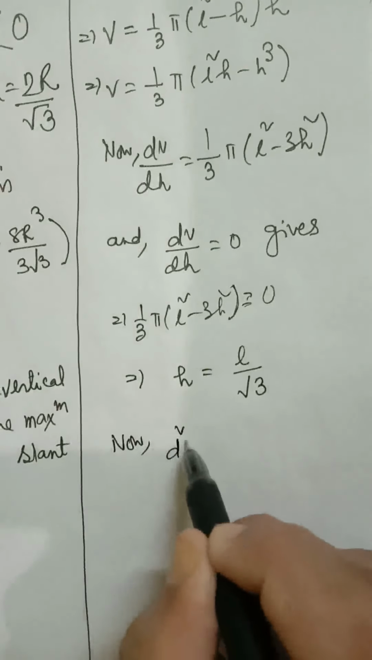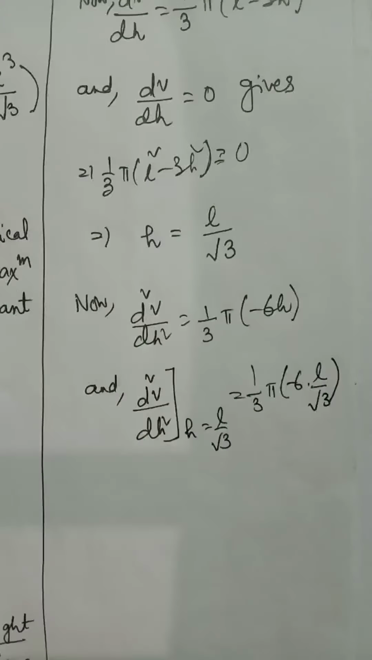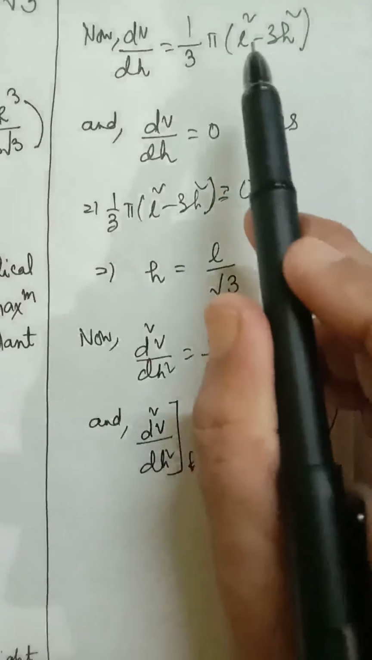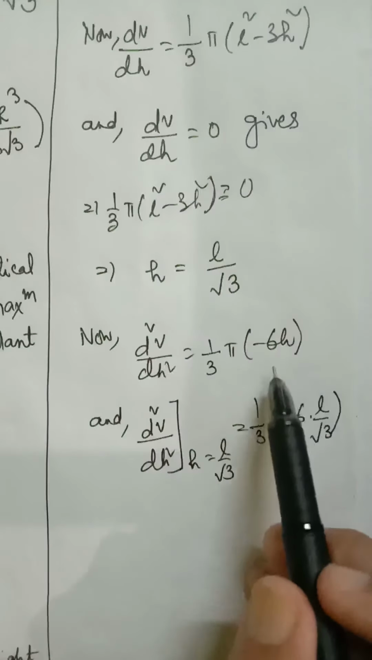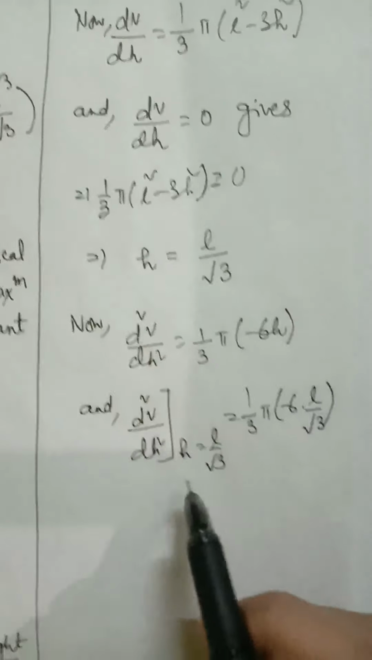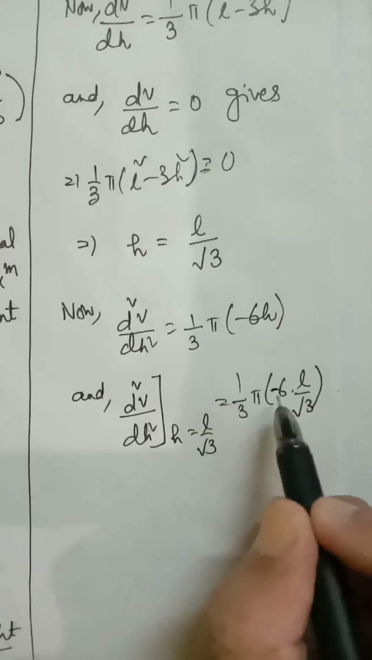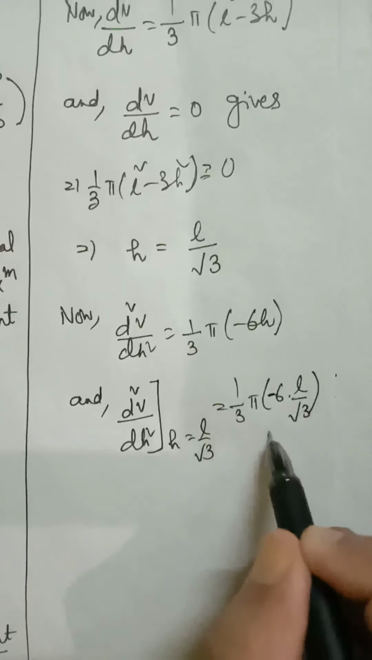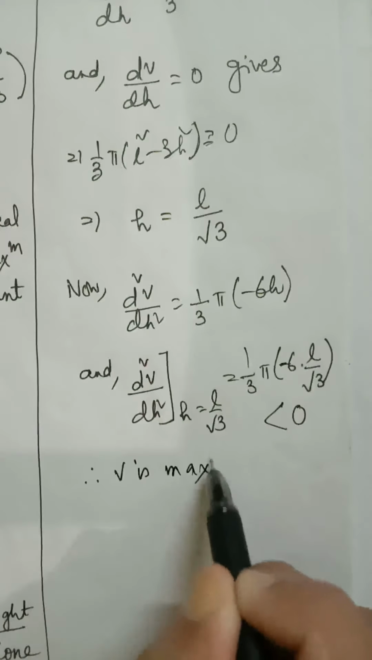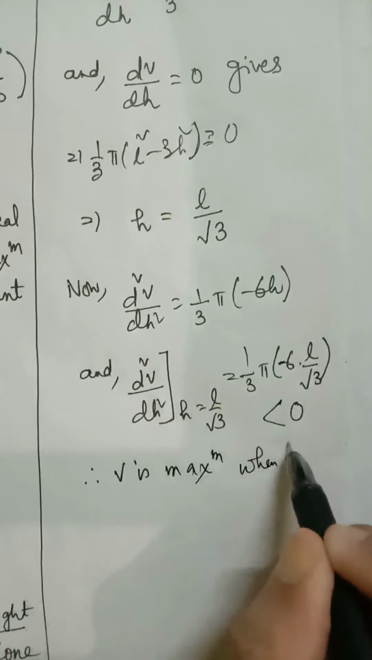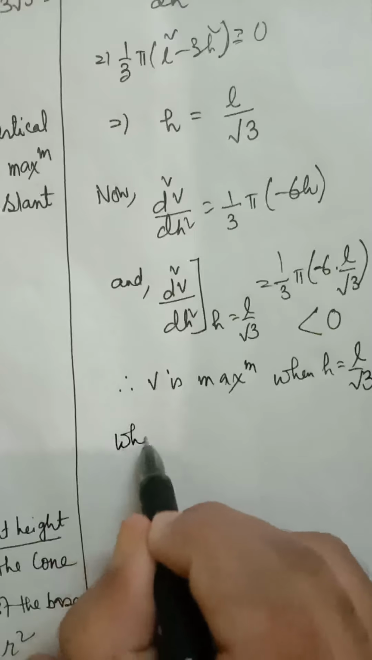Now d2V/dh square, differentiating this we get 1 by 3 pi into 0 minus 6h, and putting the value of the stationary point, h equal to L by root 3, we get this. Now this value of d2V/dh square is minus of something, so it is less than 0, therefore V is maximum. V is maximum when h equal to L by root 3.